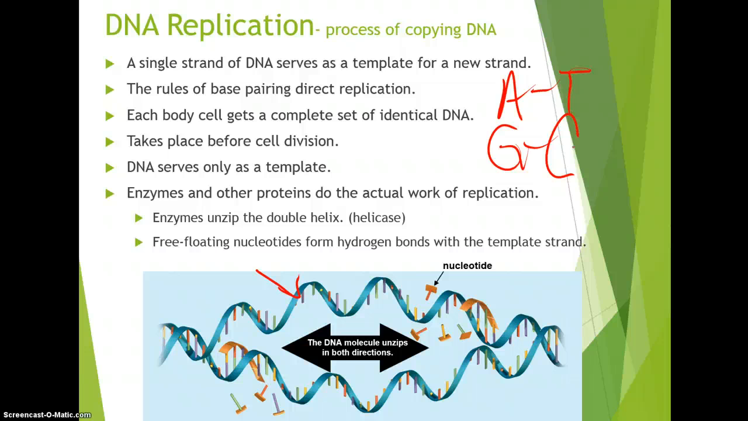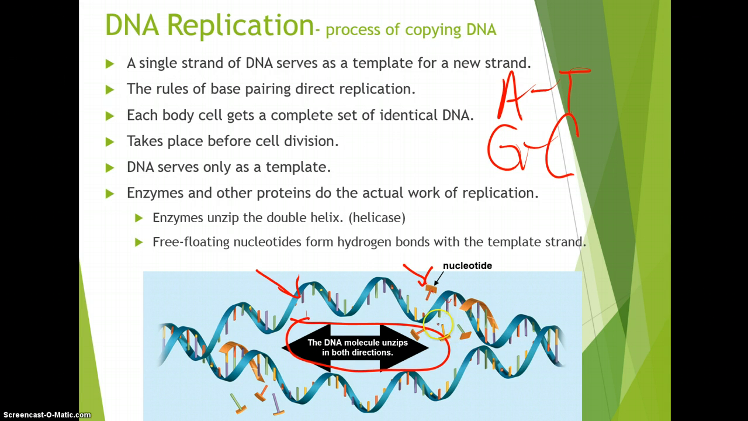Enzymes and other proteins do the actual work of replication. So enzymes will unzip the double helix, and this enzyme is called DNA helicase. Unzipping means we're going to be breaking those hydrogen bonds. Like a zipper, you unzip it, you get two parts. And free-floating nucleotides form hydrogen bonds with the template strand. They're going to be the ones that go in there. They add in to make the new one.